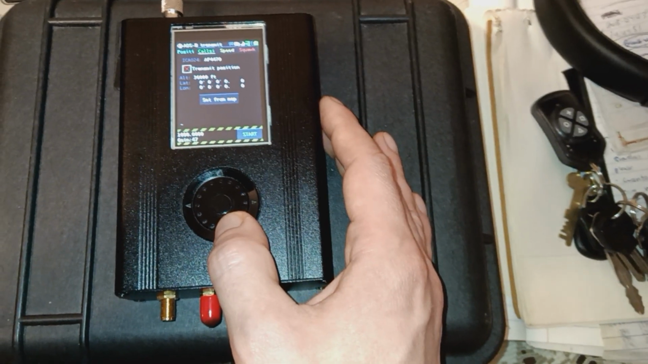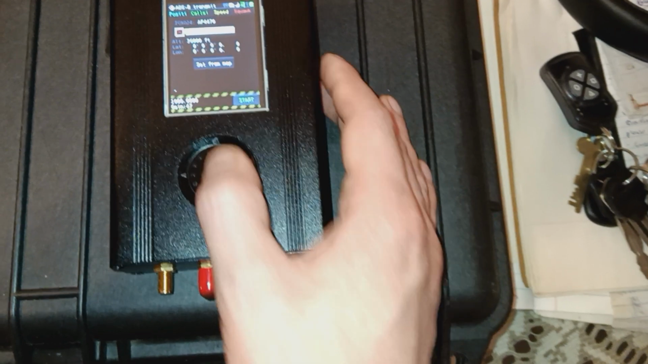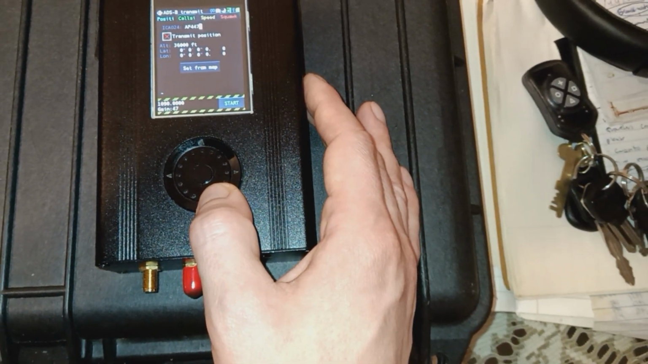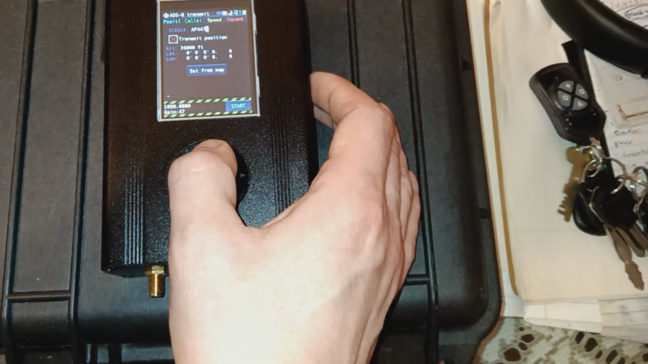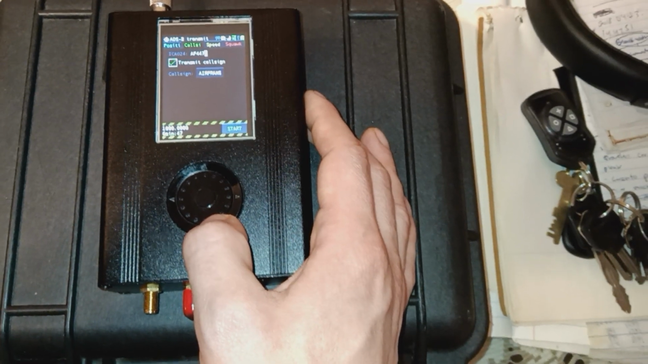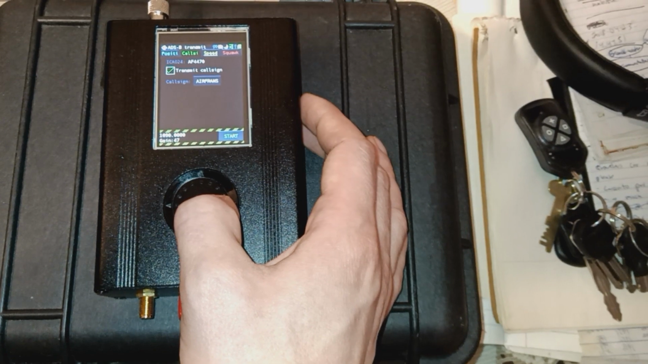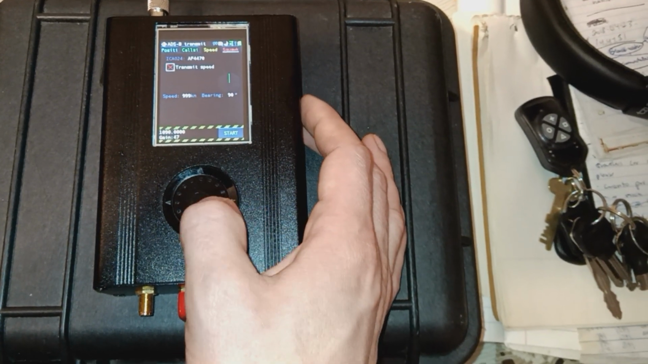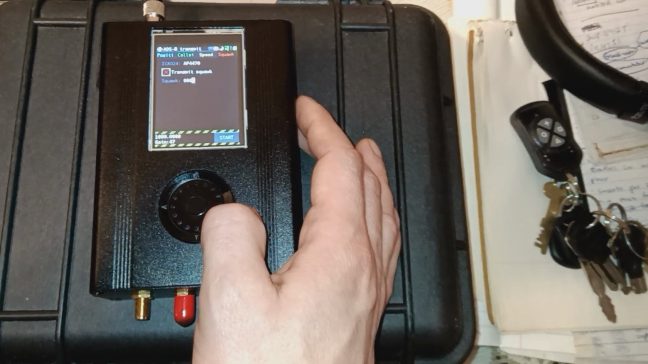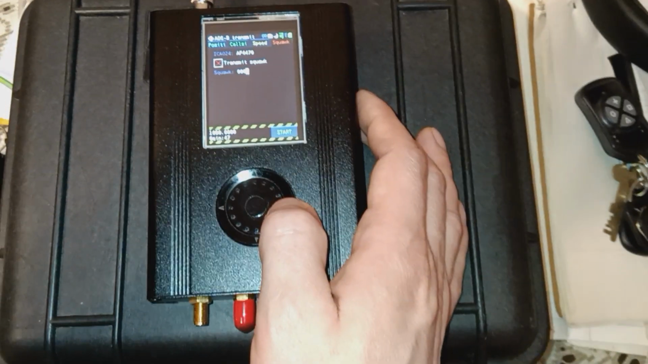So here in our ADS-B menu on our HackRF PortaPack, we can set the ICAO, which is a unique identifier for an aircraft. But most important is the call sign, the speed, and the squawk. And that is a unique identifier for an aircraft's transponder, okay?